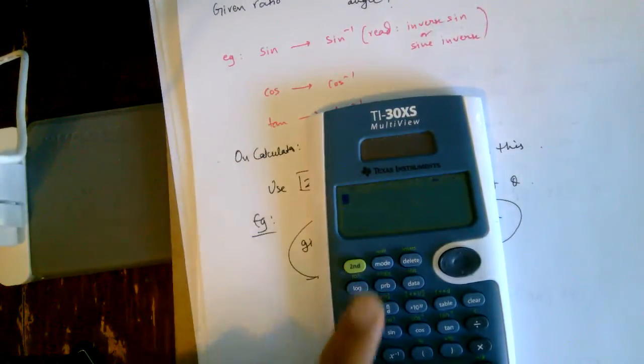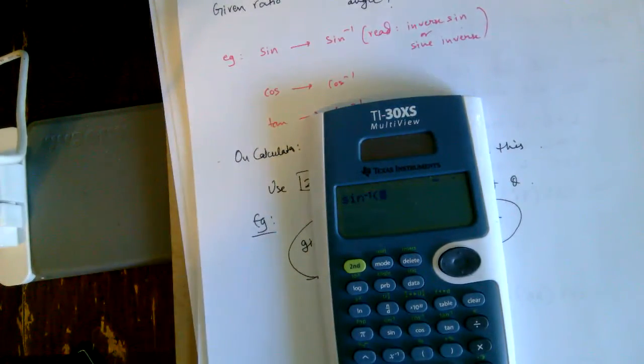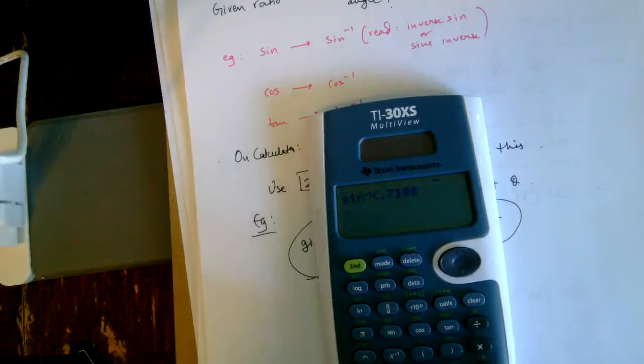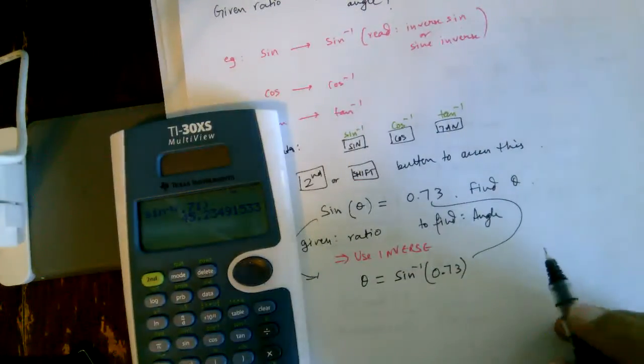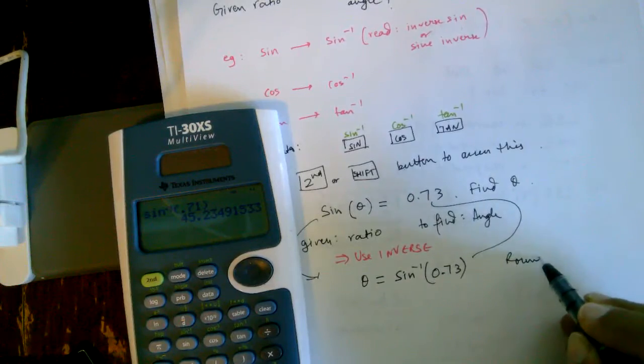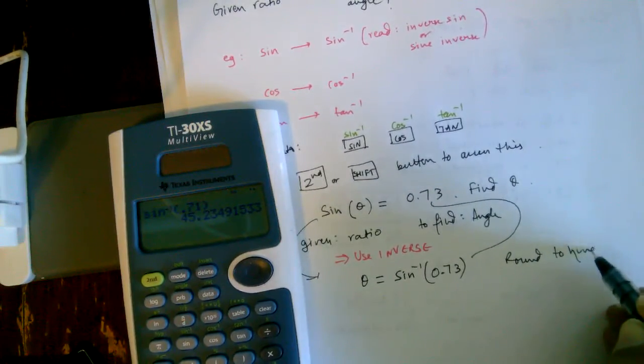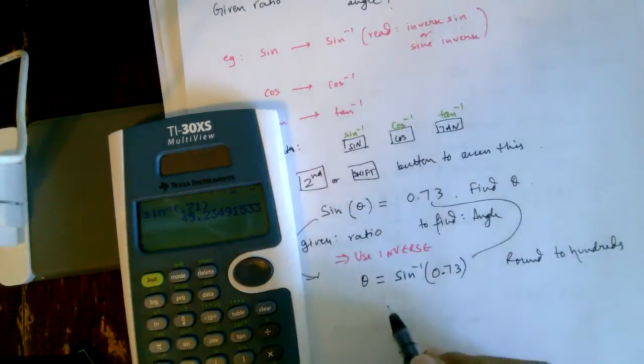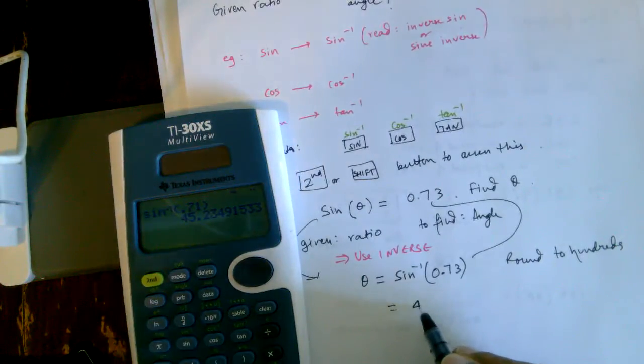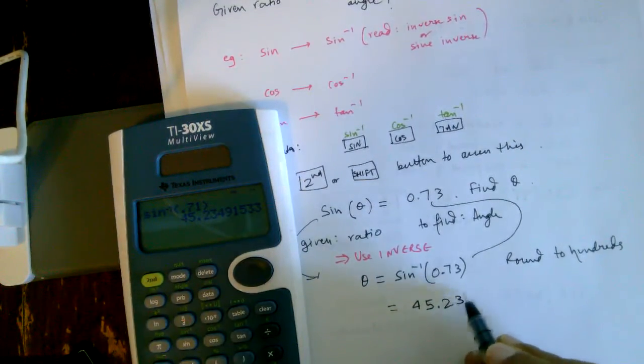See, I go second, and sine gives me sine inverse 0.73, and I get 45 point something, and this I'm going to round to hundredths, and it comes out to 45.23 degrees.